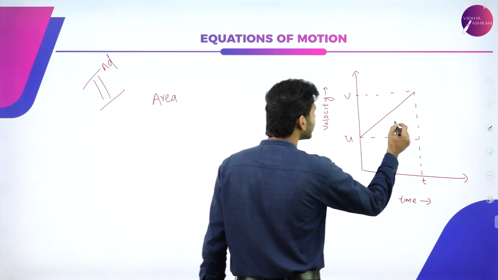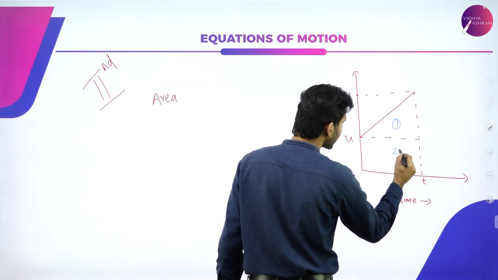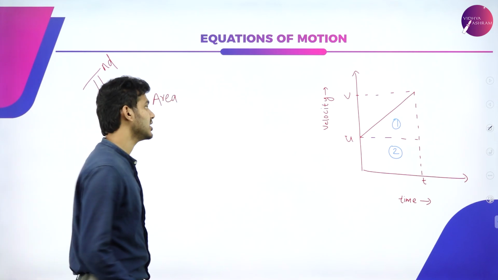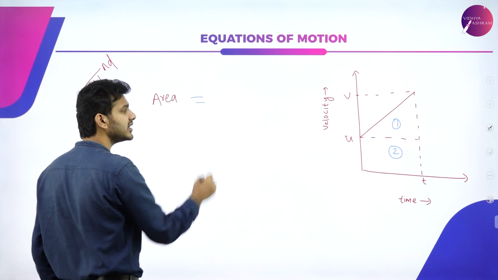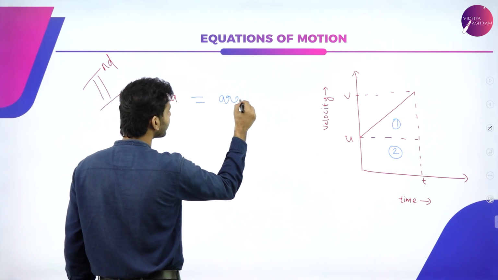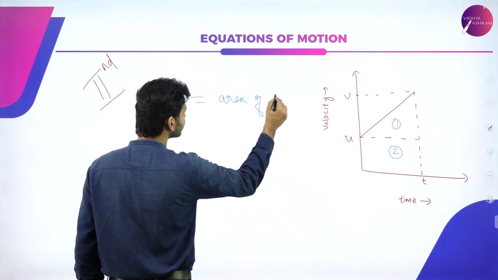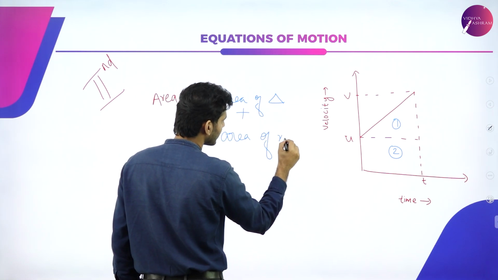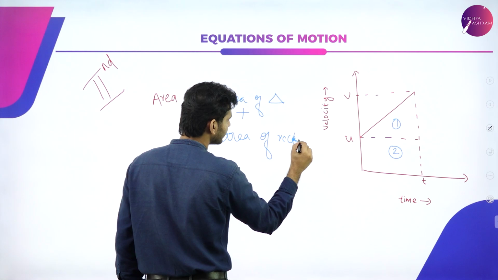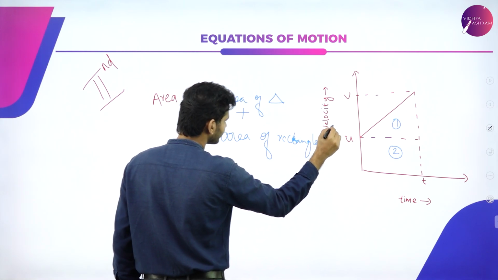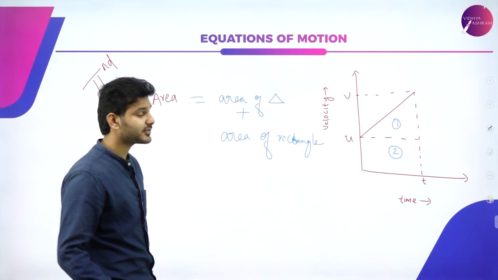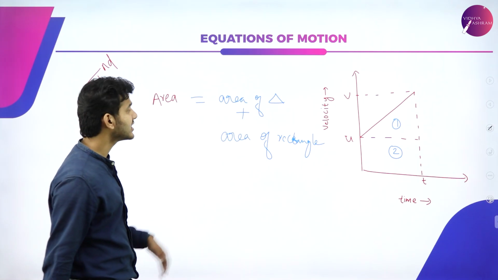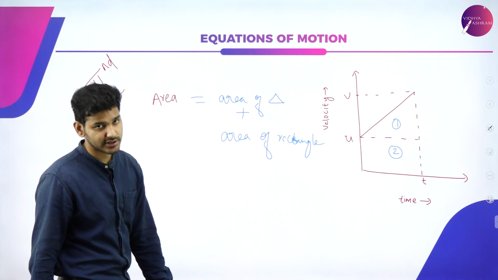So there are two regions here, region 1 and region 2. So there is a triangle and a rectangle here. So area under the graph will be equal to area of the triangle plus area of rectangle. I have very bad handwriting, please bear with me. So area of triangle plus area of rectangle will give you the total area under that particular graph.